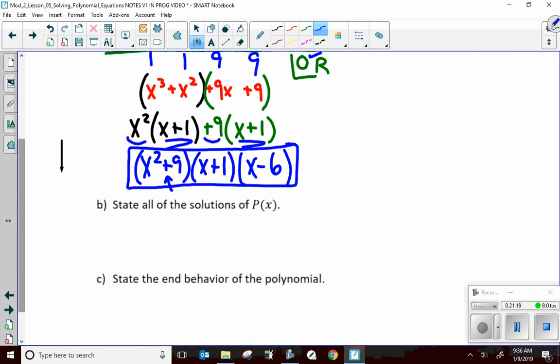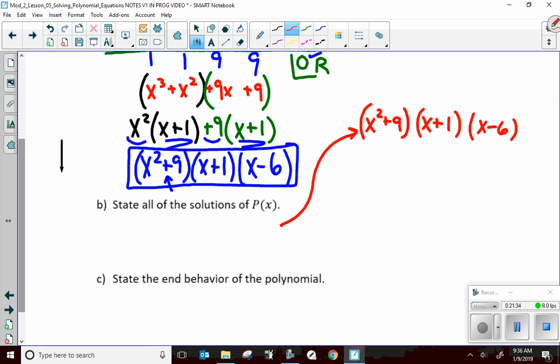Now, state all the solutions. I'm going to do this work. There's not a lot of space here. I'm going to do this right here. I'm going to T-bone all these. So I have x squared plus 9, x plus 1, and x minus 6. Well, the 2 on the right, the middle and the right are easy. X equals 6 is the solution, and x equals negative 1.